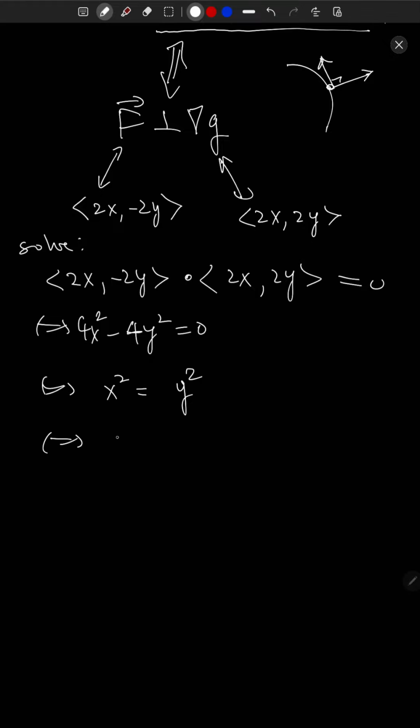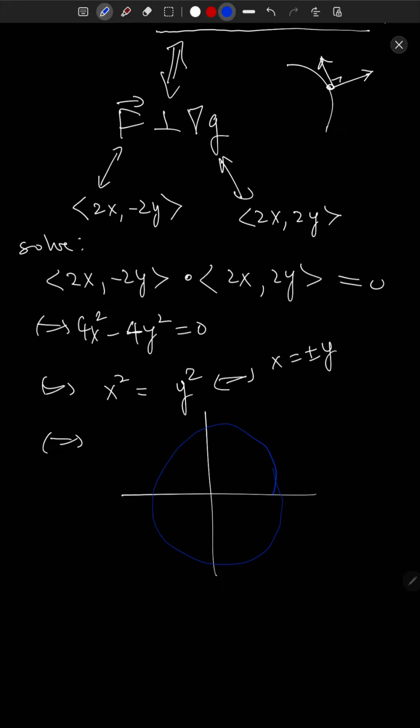And so we've got 4 points in our picture, because this means x equals plus or minus y. On our circle, we're only interested in points on our curve. We've got 4 points where x is equal to plus or minus y. So these are going to be our 4 tangent points, where the vector field is tangent to our curve. And in fact, if we look at a picture of our vector field again, this is going to be where our vector field is 0.